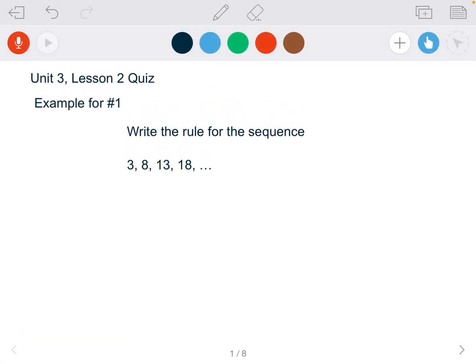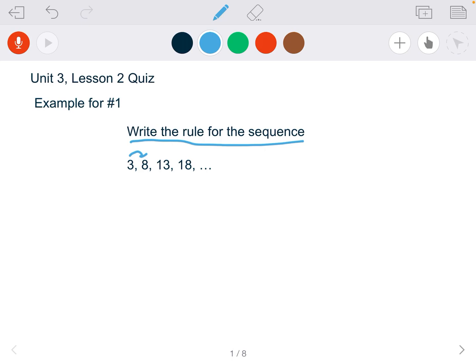Okay, so this is an example. It's not the same problem as you have, but it is one that is very much like it. The problem says, write the rule for the sequence. If I look at 3 to 8, I'm asking myself, can I add a number to that, subtract a number to that, multiply a number to that, divide a number to that to get what makes sense to me?